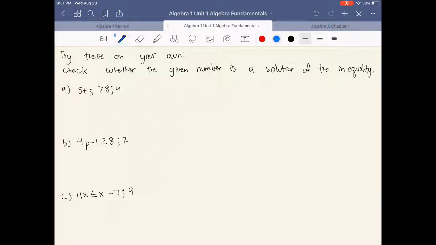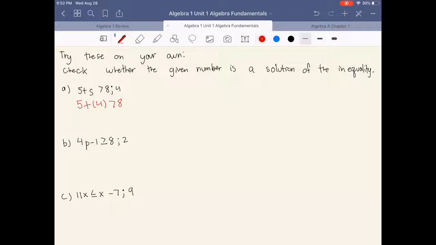Okay, so you should have been done copying this down and going over it to yourselves. Now, like I said, whatever's after the semicolon, that number replaces the variable, or in other words, the letter. So try these on your own. Check whether the given number is a solution of the inequality. Now, 5 plus s, what are we replacing s with? s is replaced with 4. And is it greater than 8?